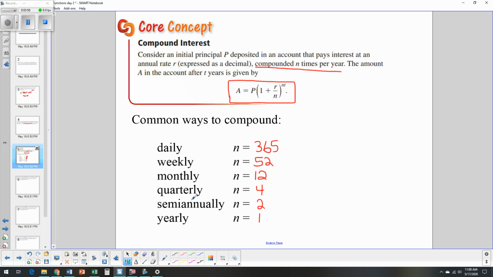Sometimes they do use the phrases bi-weekly and bi-monthly, but those are a little ambiguous because you don't know if it means twice in a week or every other week. So we try to stay away from those.